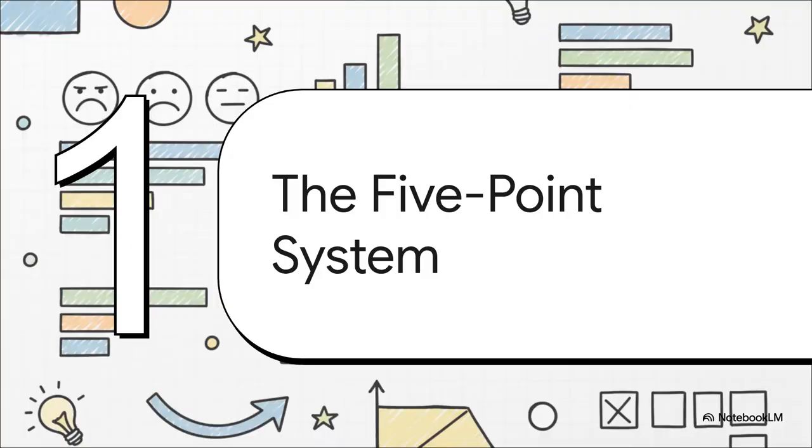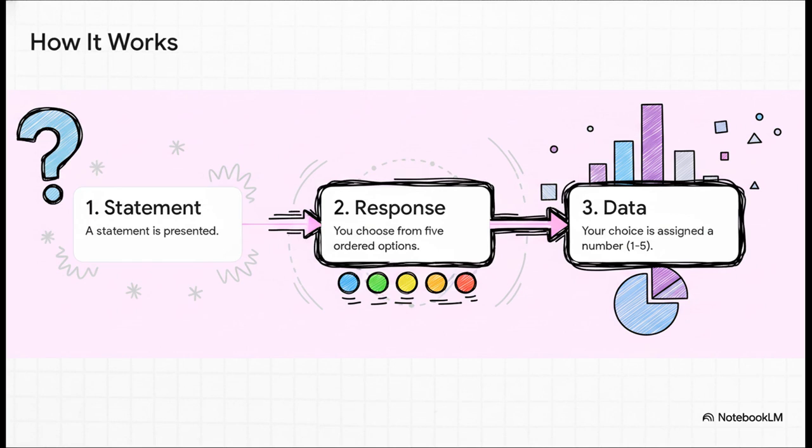Okay, so how does it actually do that? How does it work its magic? Well, at its core, the most common version uses this really simple, kind of beautiful 5-point system. And yeah, this is basically the whole process right here. It's super simple. You get a statement, you pick one of the options, and then behind the scenes, your choice gets a number, usually from 1 to 5, and boom, it's now data ready to be analyzed.